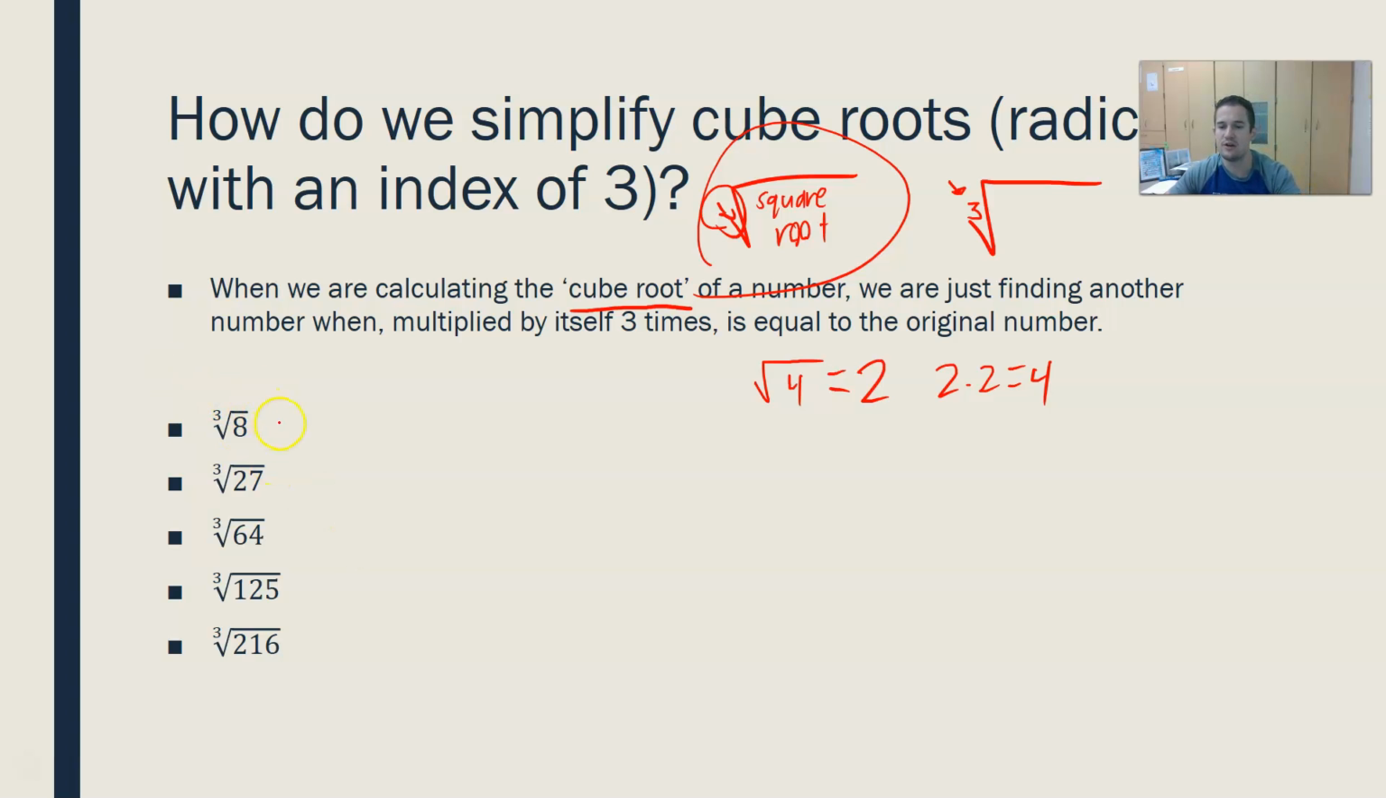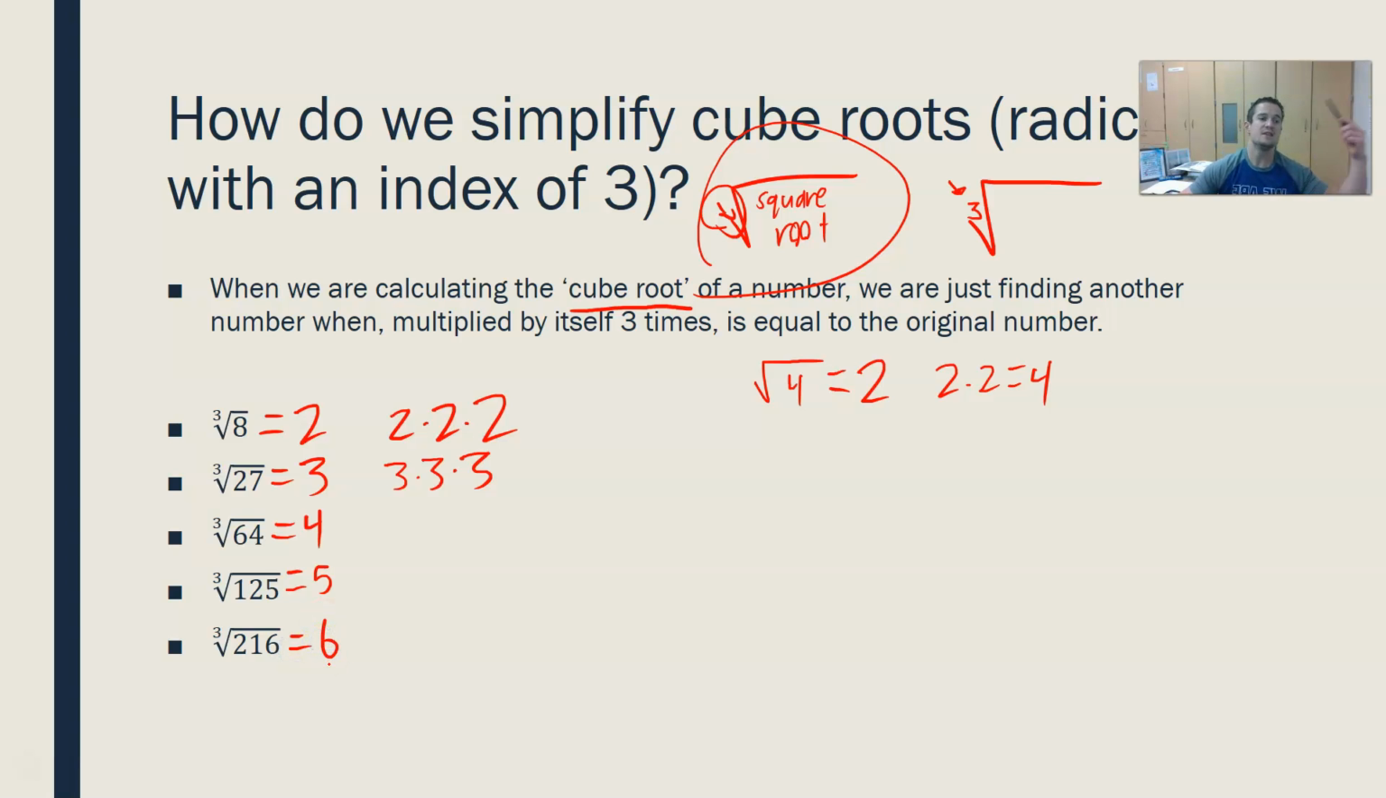For example, over here I have the cube root of 8. The cube root of 8 is 2, because 2 times 2 times 2 is equal to 8. The cube root of 27 is 3, because 3 times 3 times 3 is 27. The cube root of 64 is 4. The cube root of 125 is 5. The cube root of 216 is 6, because 6 times 6 times 6, 3 times, is going to give me 216. So that is the definition of a cube root.